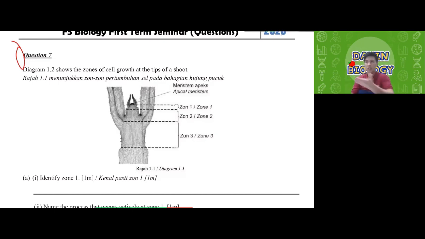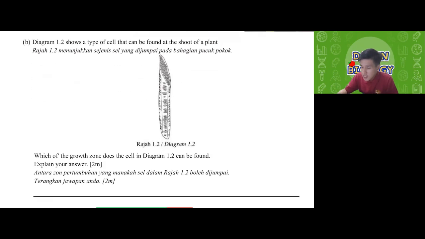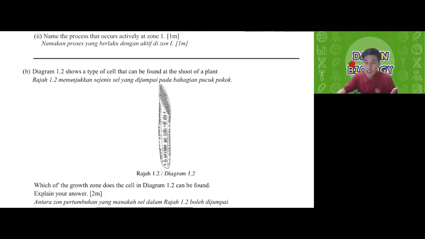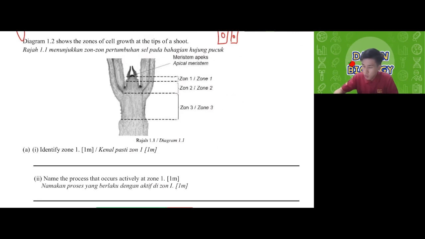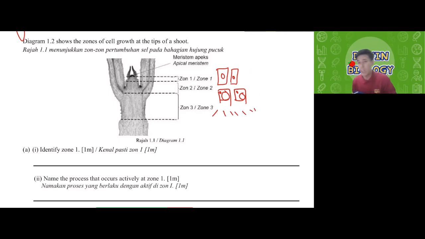Yes, those who answered, all very good, all correct: zone 3. Because this is definitely not meristematic, because meristematic cells are all squarish and look the same. If zone 2, the vacuole will be slightly bigger. That's the difference. But in zone 3, there are many different types. Remember, they're different shapes. So as long as it's not squarish and has a big vacuole, then definitely zone 3.